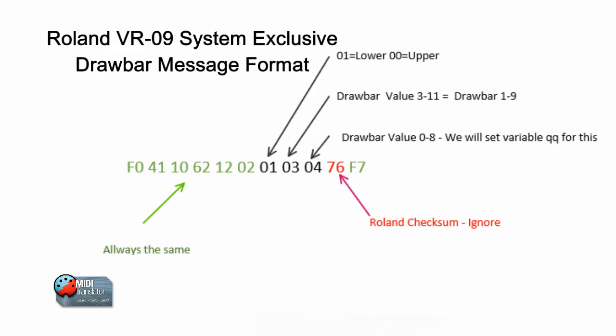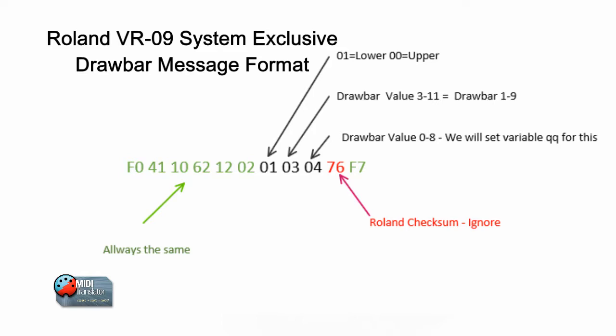The diagram here shows the format of the system-exclusive messages from the Roland VR-09 drawbars. In some, but not all cases, the manufacturer documents this for the user. In other cases, you may need to obtain this using the system logging feature of Bome MIDI Translator Pro to analyze and obtain this information. The actual format of these messages will vary depending on the model of the instrument.